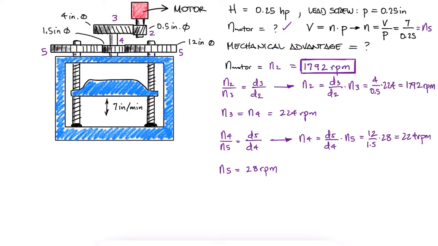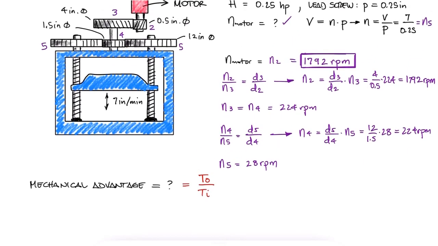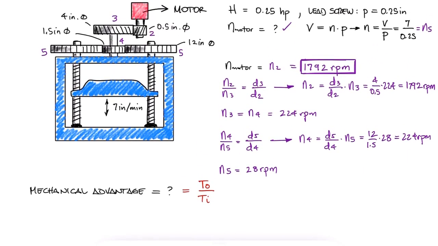For a gear system, the mechanical advantage is defined as the output torque over the input torque. In the next main video, we'll learn about the train value and how both the velocity factor and the mechanical advantage can be found with the relations between the gears.